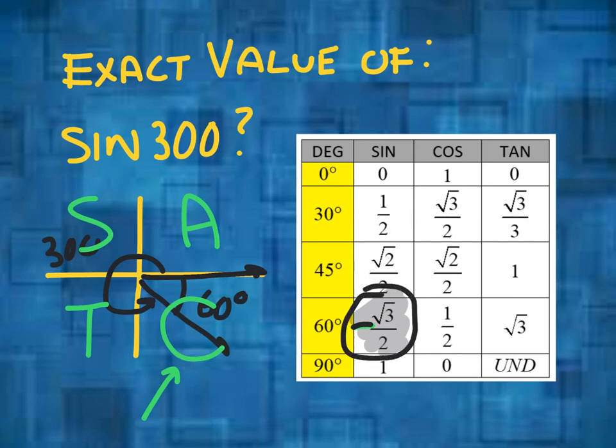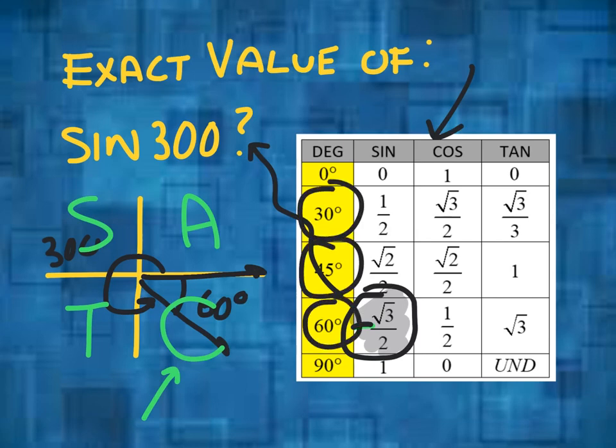square root of 3 over 2 would be the answer to this problem, because if I can move it to the reference angle, I know the values of the reference angles. That's what this chart really is, those exact values of special reference angles. And so it keeps getting referred to.